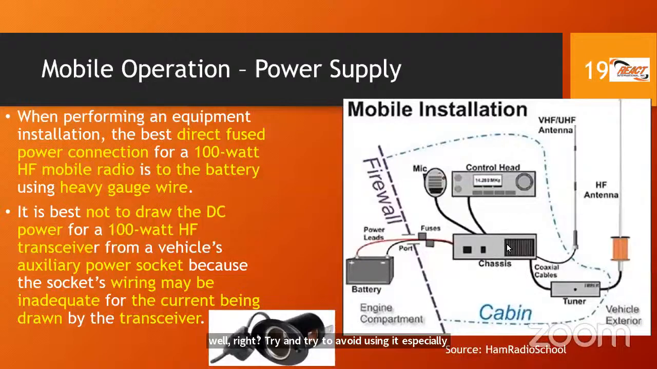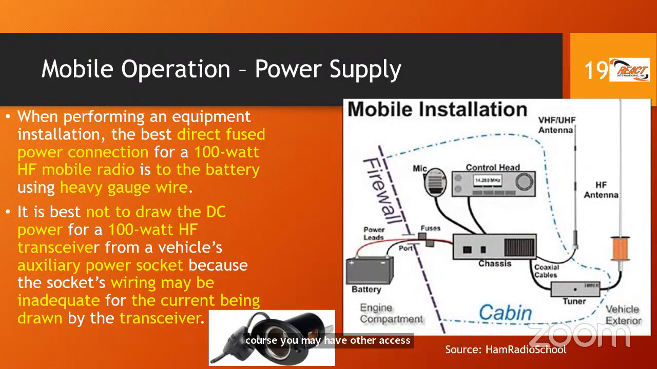If you're using QRP or low powered equipment, maybe you can get away with that. But it's always best for amateur radio operation to go straight to the battery. And that's what these points here are about, in mobile operations, the type of power supply that you will use for your radio. So you have your radio here, you have your battery. This firewall here is between the inside of your vehicle and where you have the engine and the battery compartment. You have your antenna connected to your radio. And of course, you may have other accessories such as a tuner and so on.